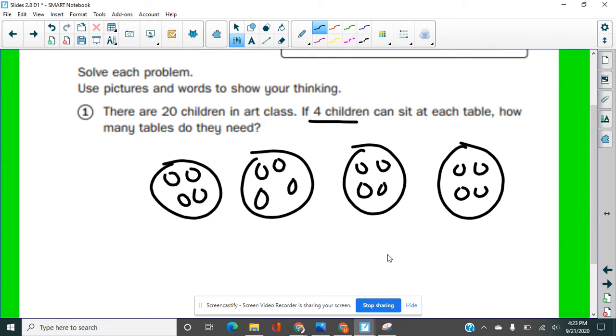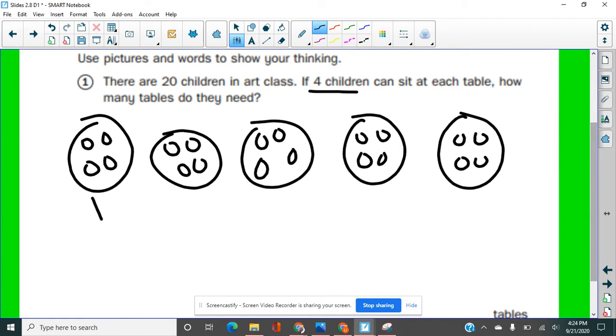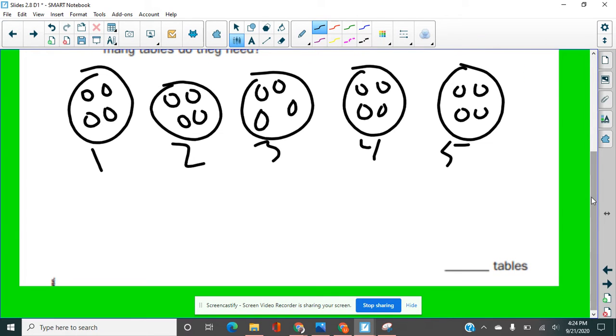Okay, am I there yet? Nope, I need another table. I've got room over here. Do I have 20? 4 plus 4 is 8. Plus 4 more is 12. 12 plus 4 is 16. 16, 17, 18, 19, 20. I did it. And it says, how many tables do they need? Well, I can identify that we need 5 tables, right? 1, 2, 3, 4, 5. And so I'm going to put that down here where it says 5 tables.